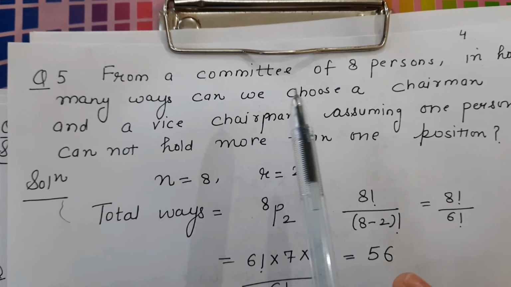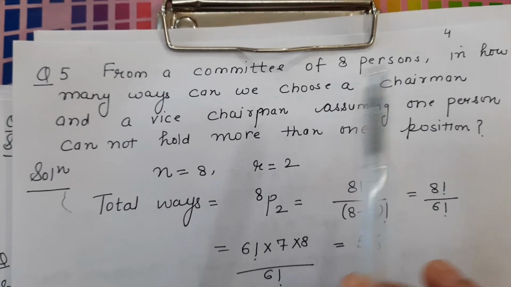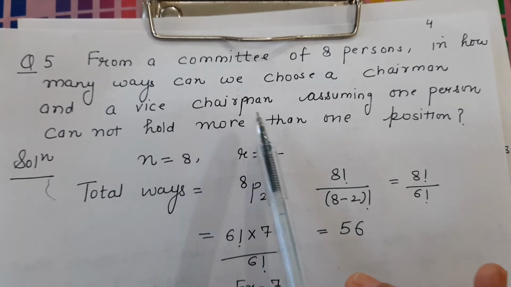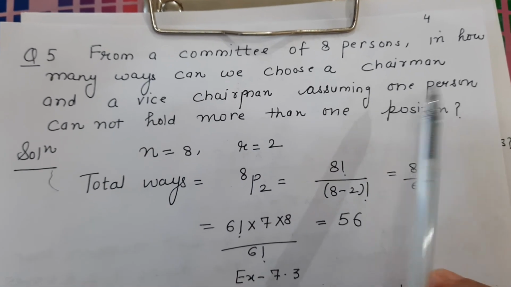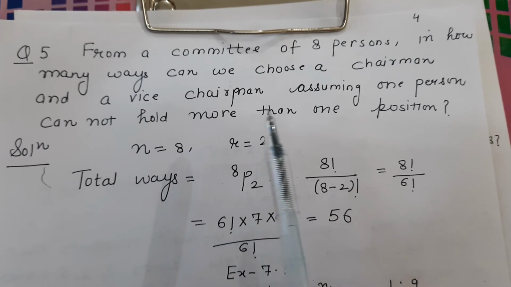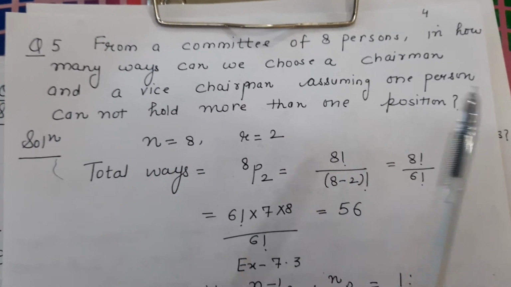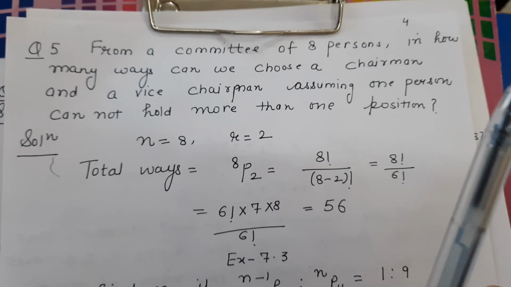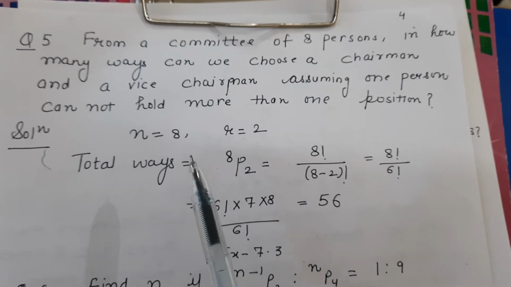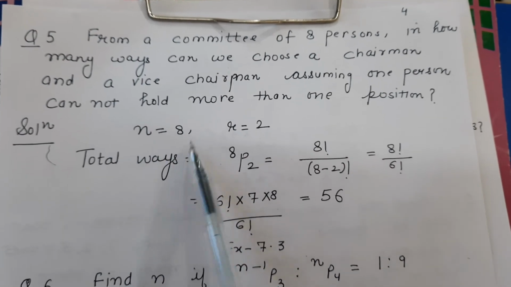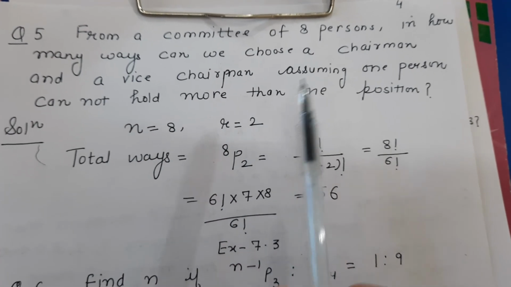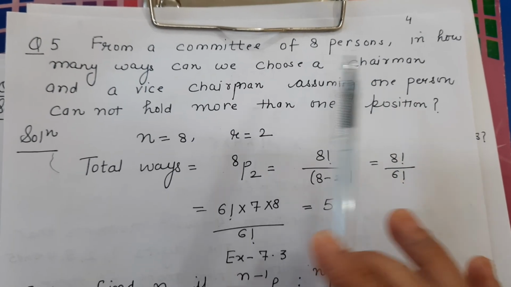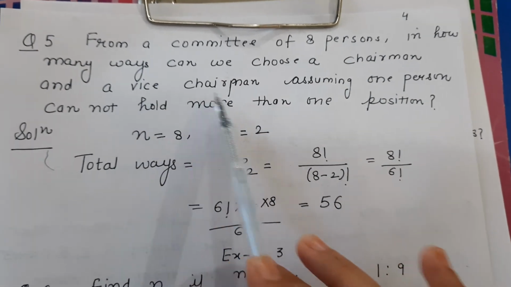Question number 5. From a committee of 8 persons, in how many ways can we choose a chairman and a vice chairman, assuming one person cannot hold more than one position? You have to find the ways in which you can choose, and each person can hold only one position, right? So the total persons are 8 and you have to choose 2. Order is important because the person who is chairman cannot take the position of vice chairman, right?